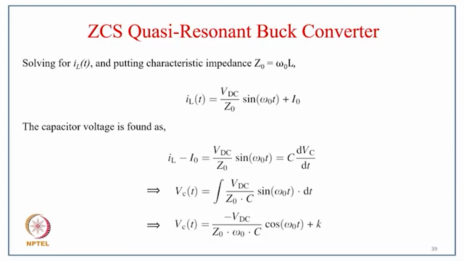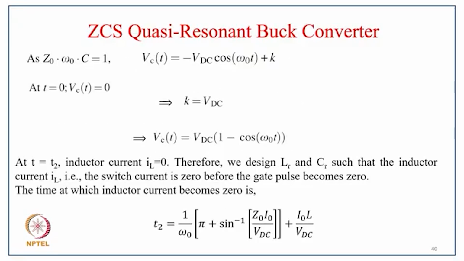And the capacitor voltage is found from IL minus I0 equal to VDC upon Z0 sin omega 0 t equal to C dVc by dt, or Vc(t) equal to integral of VDC upon Z0 C sin omega 0 t dt, or Vc equal to minus VDC divided by Z0 omega 0 C into cos omega 0 t plus K. So as Z0 omega 0 C equal to 1, Vc becomes minus VDC cos omega 0 t plus K. At t equal to 0, Vc equal to 0, so K becomes VDC and Vc becomes VDC in brackets 1 minus cos omega 0 t.